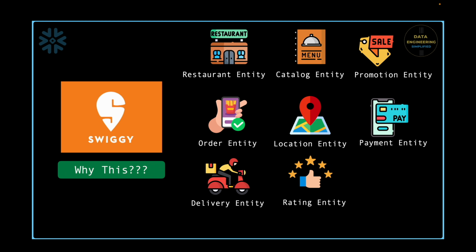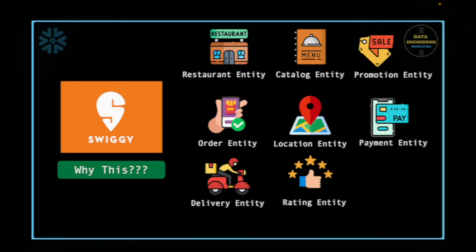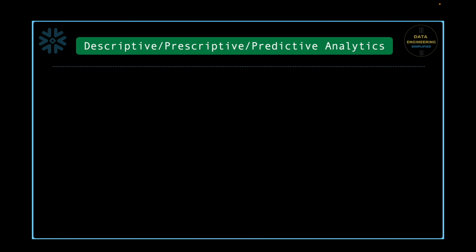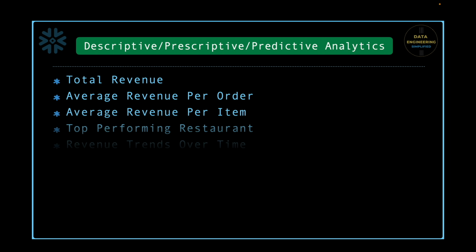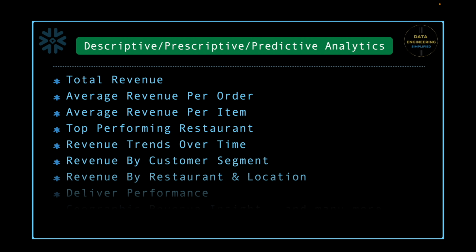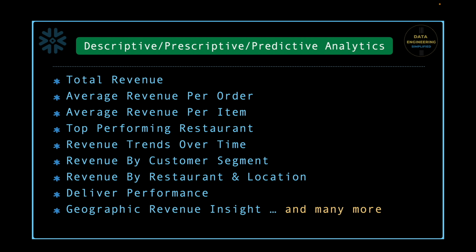It is also easy to understand what kind of reporting requirements such a food aggregator will have to monitor the health of business month over month. And hence, their founders and leaders would like to know total revenue, average revenue per order, average revenue per item, top performing restaurants, revenue trend over time, revenue by customer segment, revenue by restaurant and location, delivery performance, geographic revenue insight, and many more such metrics. And that's why we will use this food aggregator example to learn end-to-end data engineering work.